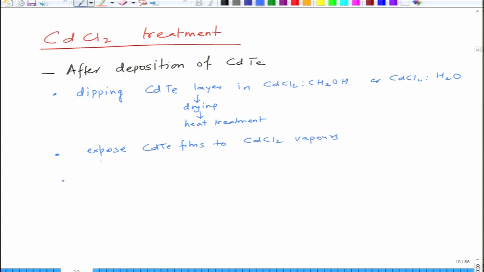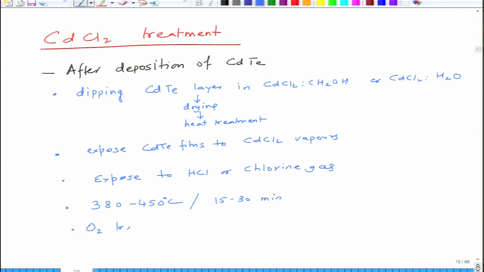You can also expose to HCl or chlorine gas, because the main thing is to introduce the chlorine in it. And the temperature generally of this treatment is 380 to 450 degrees centigrade, and the treatment is done for 15 to 30 minutes. And oxygen treatment is useful. So if you do an oxygen treatment at about 450 degrees centigrade, it is useful.